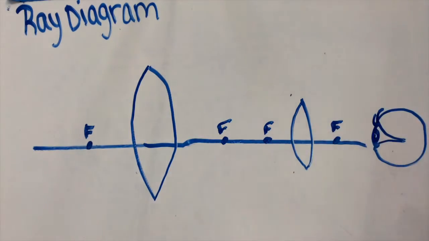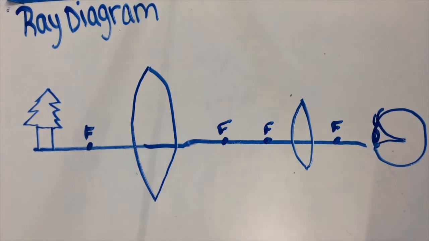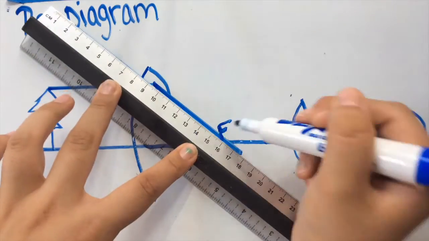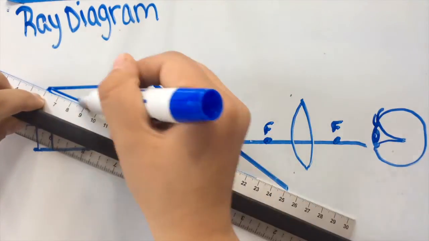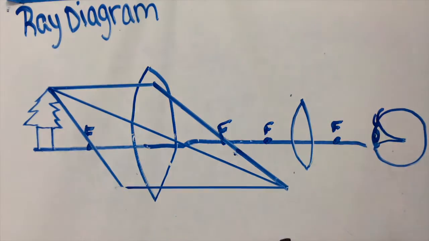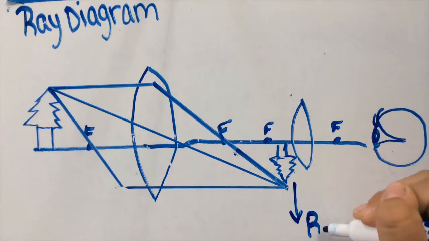So, for example, let's say our image is a tree. There are three rules for ray diagrams for lenses. An incident ray parallel to the principal axis will refract through the focus. An incident ray through the focus will refract parallel to the principal axis, and an incident ray through the center of the lens will go straight through the lens.